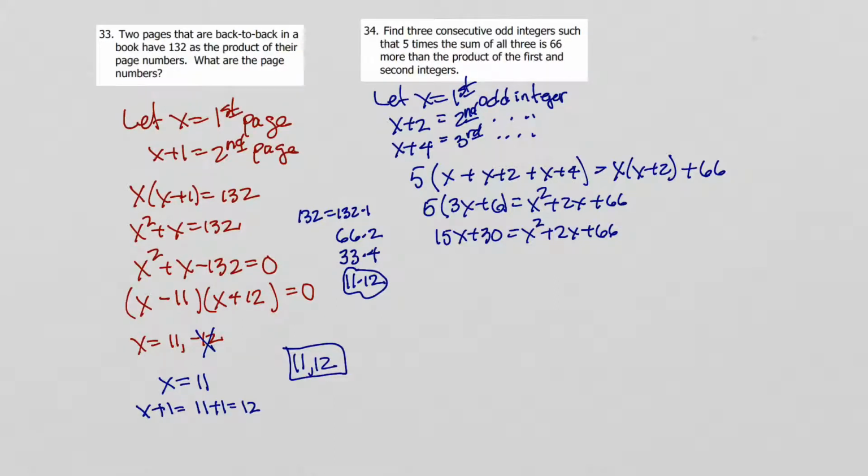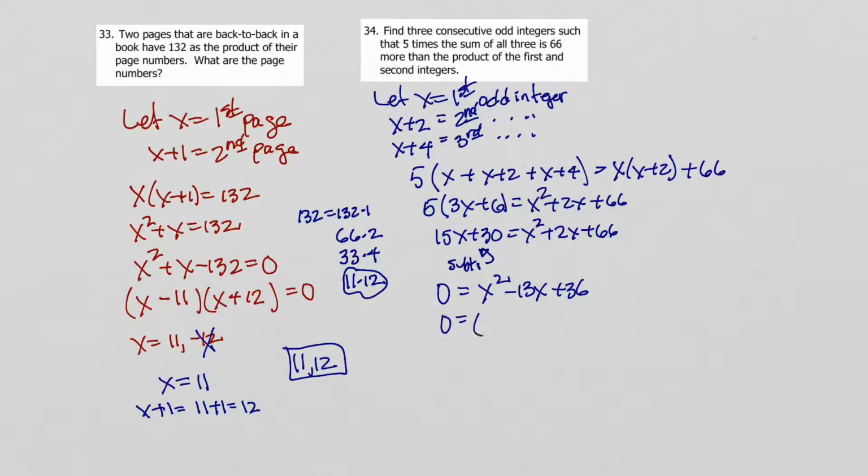And now I see this is quadratic, right? I've got a quadratic term. It's on the right side. Let's get everything on the right side, right? We know how to solve them. 0 on one side, everything else on the other. So let's get rid of these. We'll do that by subtracting them, right? They're both positive. So we're going to subtract everything over here. So if we subtract 15x and 30, we're going to be left with 0 equals, and on the right side, x squared, and then 2x minus 15x is minus 13x, and then 66 minus 30 is 36.